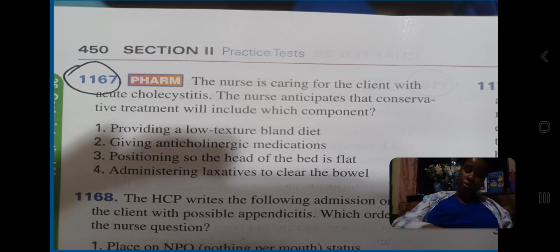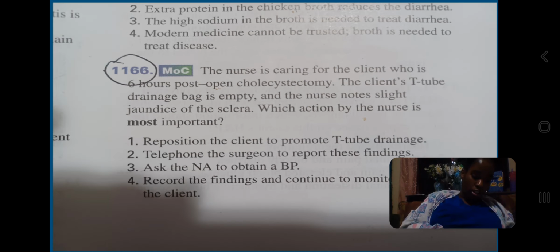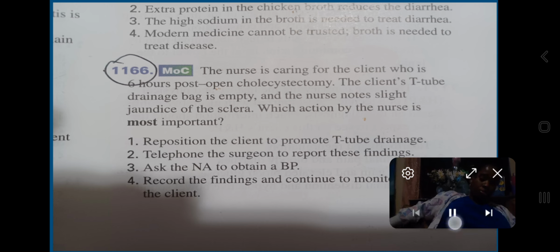The action by the nurse that is most important. Which action by the nurse is most important? Is it 1, reposition the client to promote T-tube drainage? It doesn't tell me if there's occlusion or anything like that. It's not saying he's laying on it. And surely it won't be like that after surgery. 2, telephone the surgeon to report these findings.